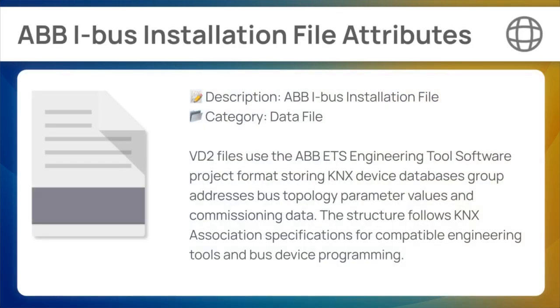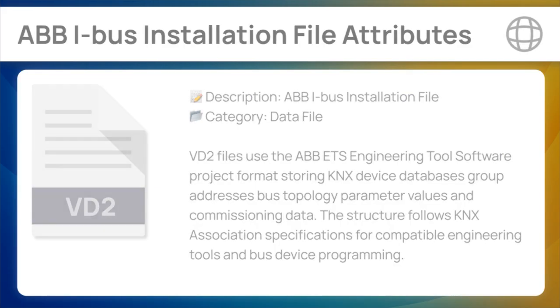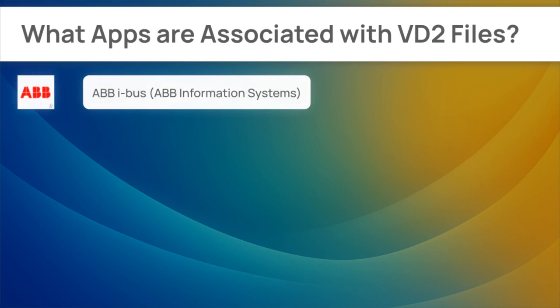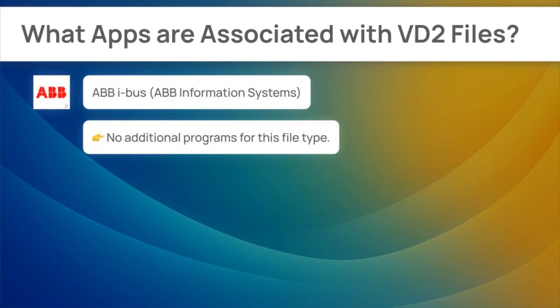VD2 files use the ABB ETS engineering tool software project format, storing KNX device databases, group addresses, bus topology, parameter values, and commissioning data. The structure follows KNX Association specifications for compatible engineering tools and bus device programming. The VD2 file is widely endorsed for use with ABB iBus, developed by ABB Information Systems.